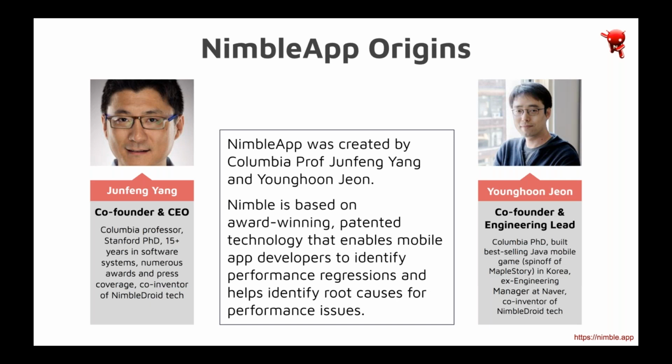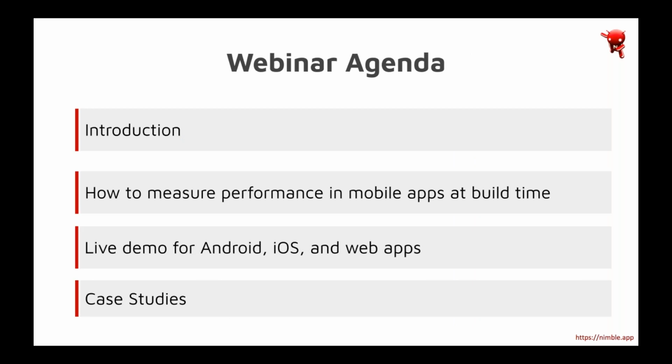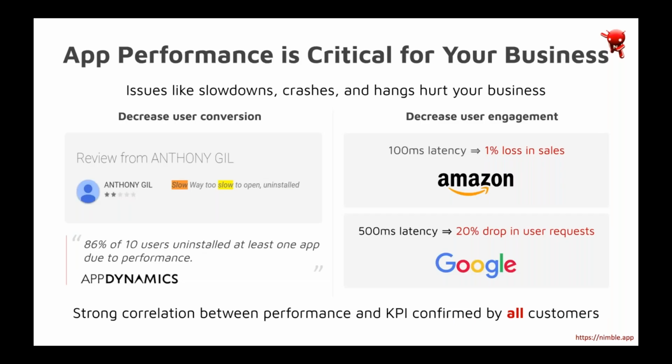Yeah. Thank you very much, sir. Junfeng is a Columbia professor, so he's in New York City, and thank you for joining us. So let's talk about the actual product as it exists today. Specifically, let's start with performance. We're talking about performance of mobile apps. They could be native apps, they could be hybrid apps. So we're basically talking about Android and iOS.